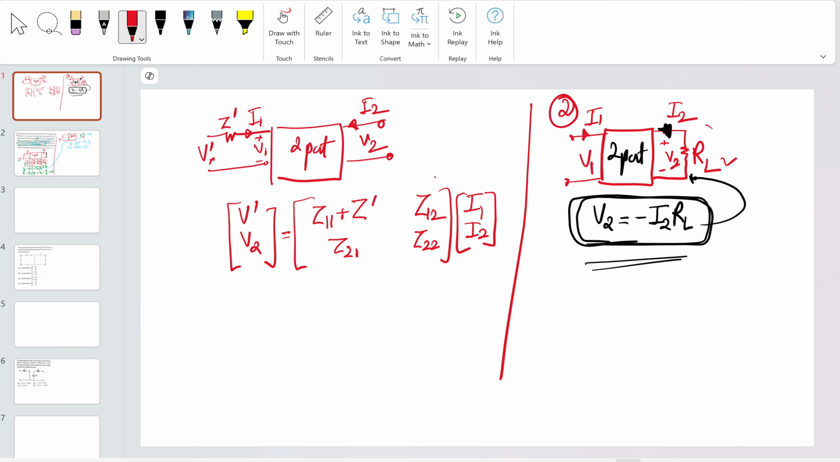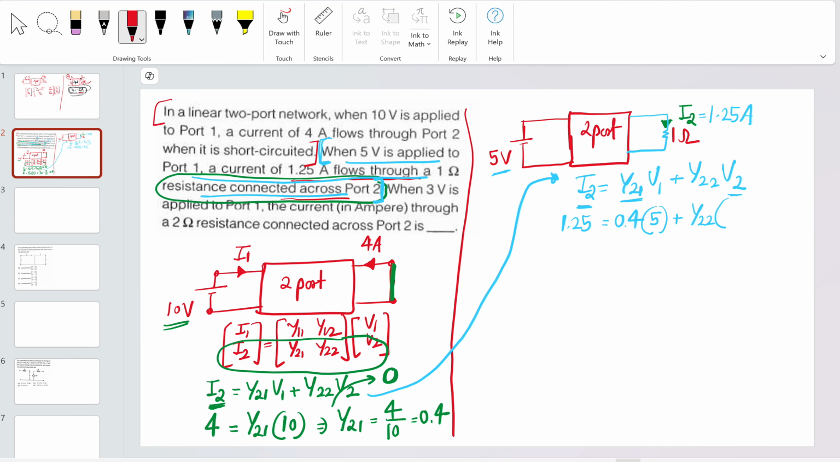If you have the resistance at the output side, you can represent it like this: V2 is equal to minus I2 Rn. Here V2 is basically plus I2, since the current is not flowing out of the network. It is I2 times R, but on the opposite side, so that's why it is equal to minus I2.